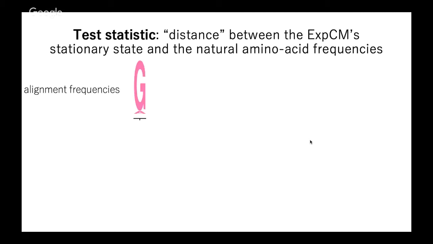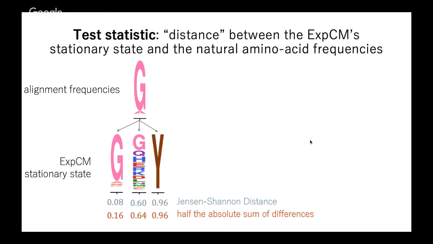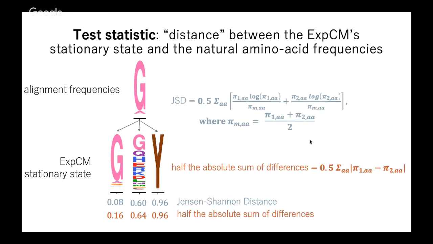So you can imagine that there's some alignment frequencies from either the simulated alignment or the natural alignment. And then this would be a representation of the stationary state of our ExpCM at some site. And so here, because the stacks are quite similar, you would have a small distance. And then as the stacks become more and more distinct from each other, our distance would get larger and larger. And in case anyone is curious, here are the formulas for those two metrics. And there are certainly other distance-like metrics, and we may expand or contract our list in the future.